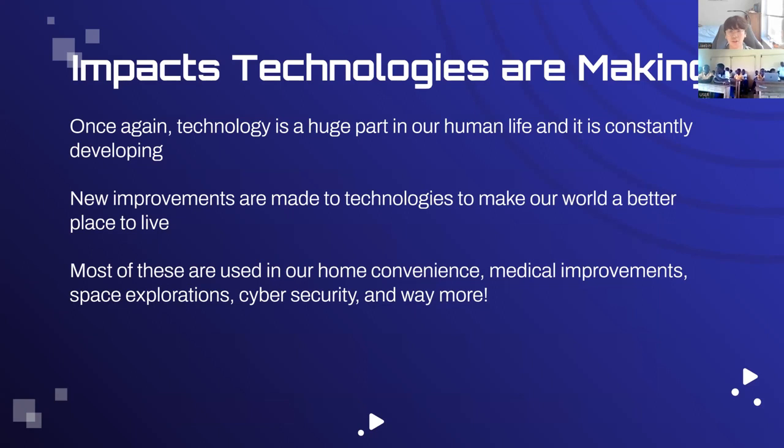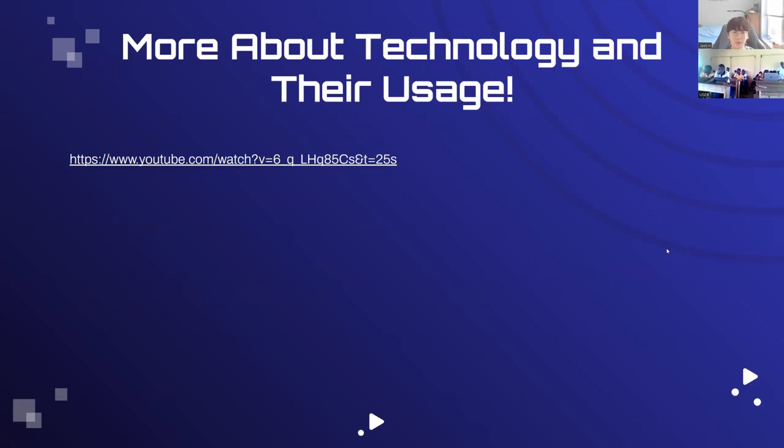Well, the impacts technologies are making today. So once again, technology is a huge part in our human life, and it is constantly being developed. New improvements are made to technologies to make our world a better place to live. Most of these are used in our home convenience, medical improvements, space explorations, cybersecurity, and way more. So I would like to conclude by watching this video, which is quite long, but explains why our technologies are useful and some examples of our current technologies as well.